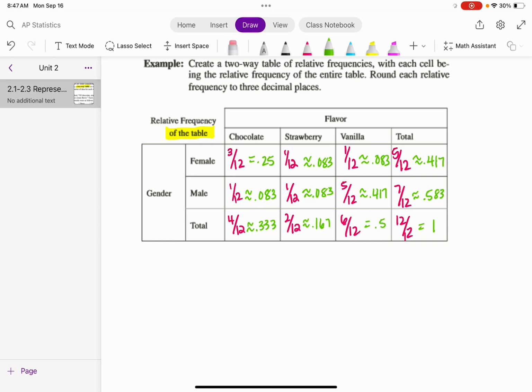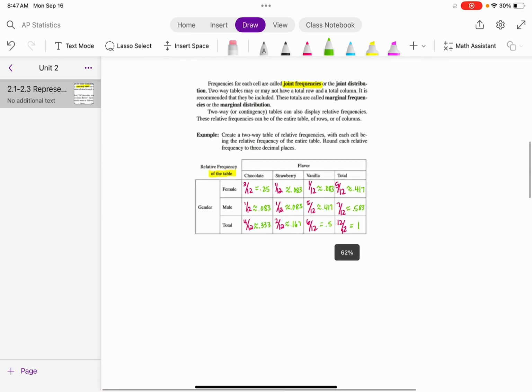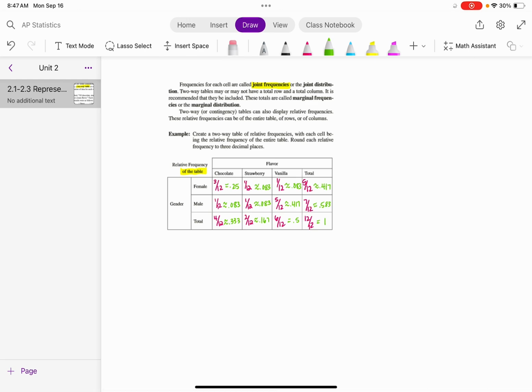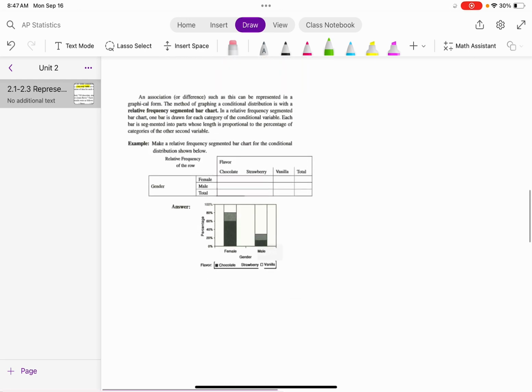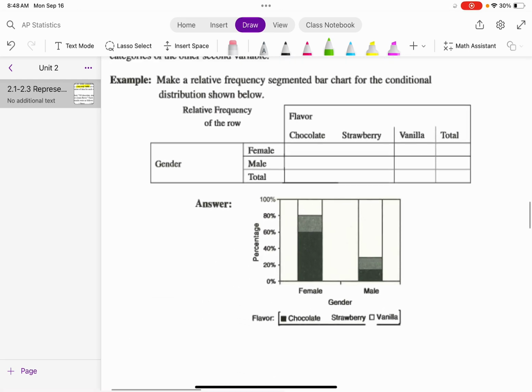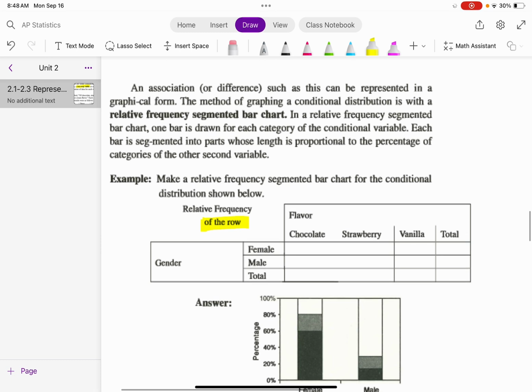Okay, I could have also turned those decimals into percentages. Most of the time we'll just work with fractions and decimals though. So this should be fine for us. In addition to frequency of the whole table, we can do relative frequency for rows and columns. So this one we want to do it of the row. And then once we have that data from the row, we're going to make a segmented bar chart.